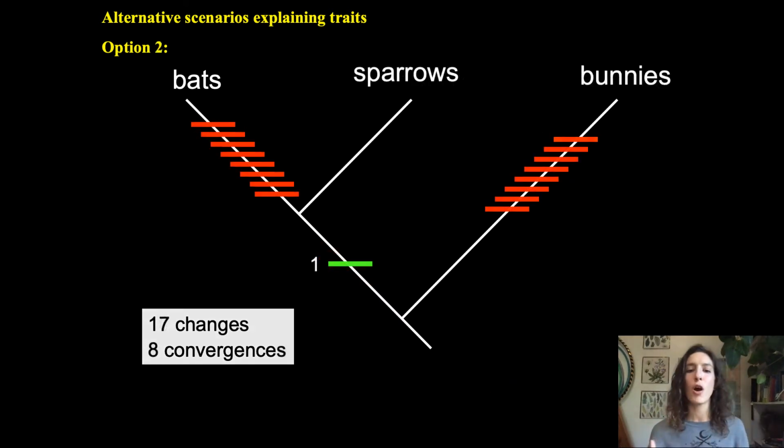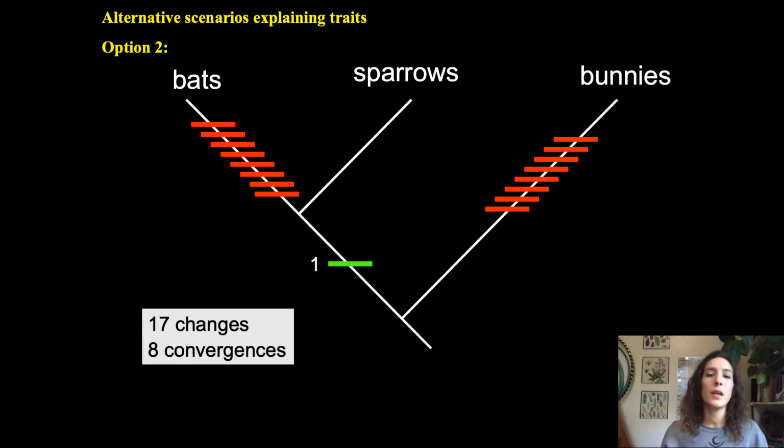And it's much harder to believe a scenario where warm-bloodedness and fur and mammary glands, etc., evolved independently twice. All of those things would have had to evolve independently twice on the way to bunnies and on the way to bats if bats and sparrows are more closely related to each other than either one is to a bunny.